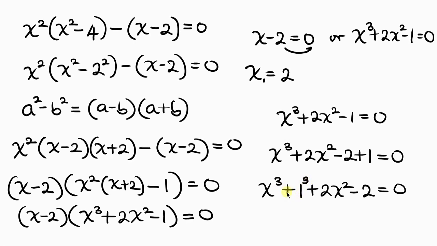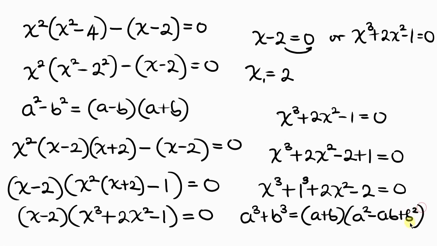So this is sum of 2 cubes, and we can also factorize 2 from here. So I'm going to be writing the property of the sum of 2 cubes, which is, for example, when I have a cube plus b cube, this is the same as a plus b times a squared minus ab plus b squared. Now let's apply this to what we have here.